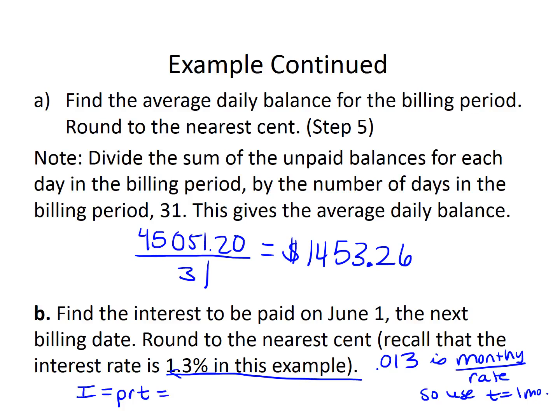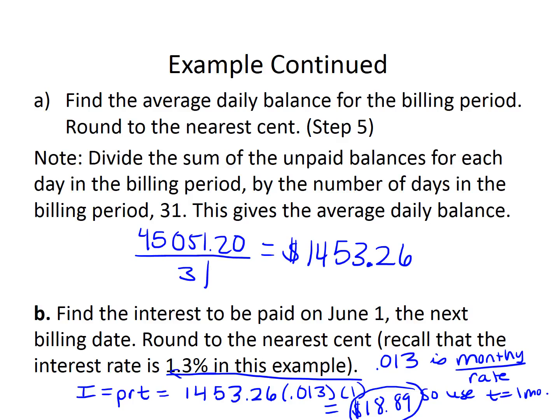So we take our average daily balance, which is our principal in a sense, 1453.26. 0.013 is our monthly interest rate for 1 month. So the interest this month, if you punch 1453.26 times 0.013 into a calculator, should give you $18.89. So that's the interest that's owed for that month.